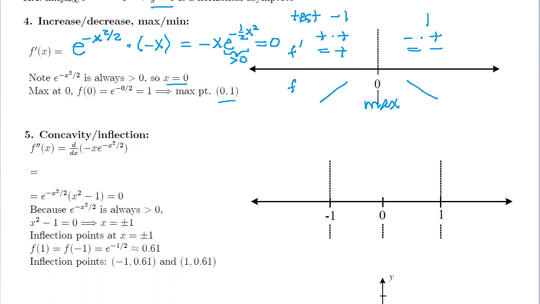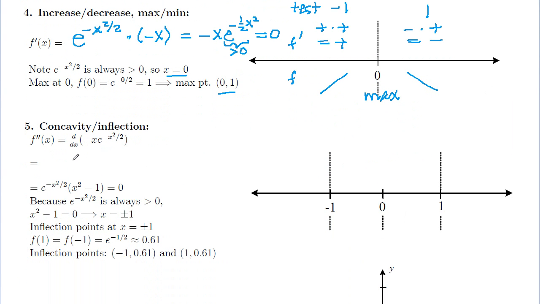All right, how about concavity here? So our f prime is right here, and we want to differentiate that to get f double prime. So f double prime is the derivative with respect to x of negative x e to the negative x squared over 2. So this is a product of functions, f times g. So we need to do f prime g plus f g prime.